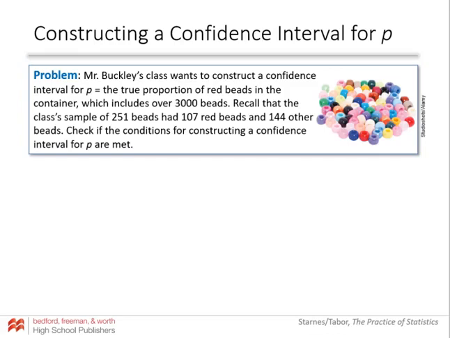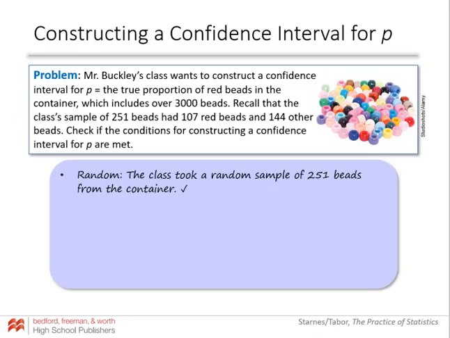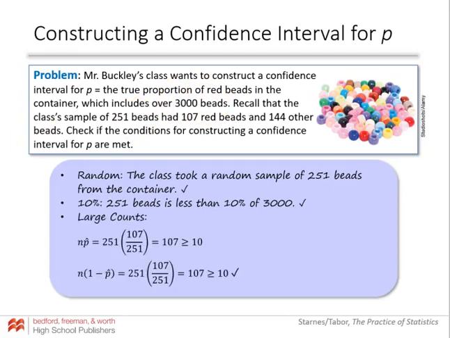First thing we need to do is check if our conditions are met. Was the sample random? Yes, the class took a random sample. Did we meet the 10% condition? Yes, the sample of 251 is less than 10% of the population, which is 3,000. And then our last condition is large counts. So n times p is 107, n times 1 minus p is also 107. So we're good to go there because both of those numbers are greater than 10.